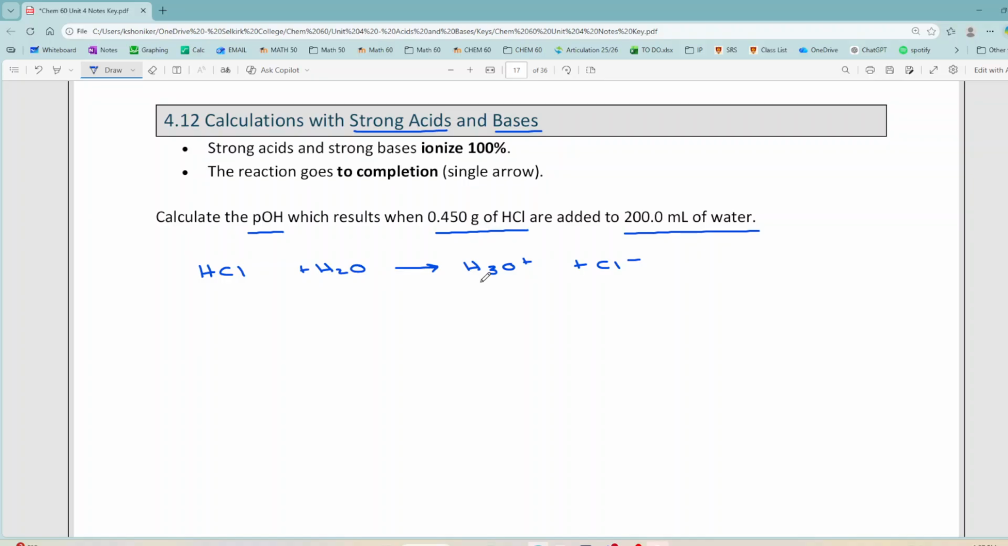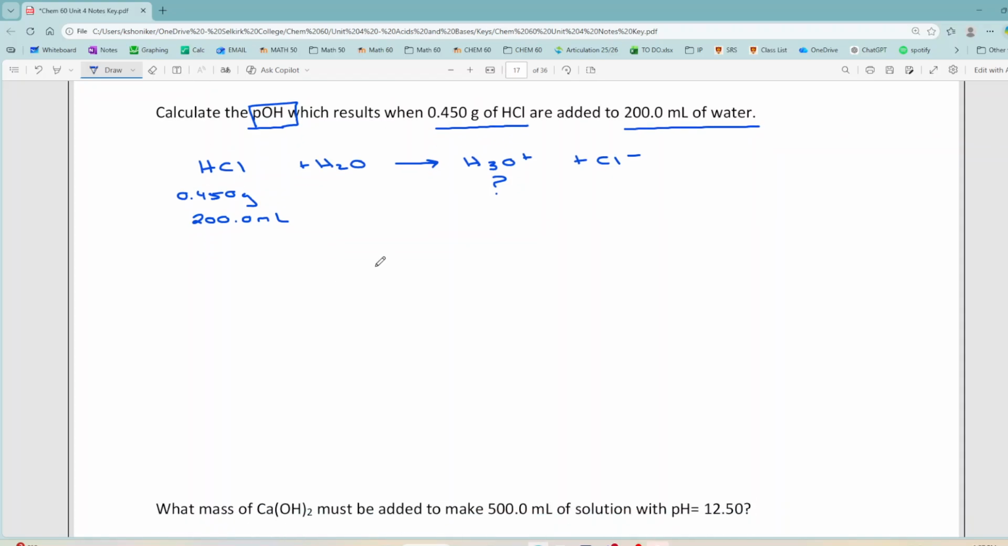And again, if you wanted to do this without the water involved, it would just be going to hydrogen and chloride. What they want to find out is the pOH of this resulting mixture, which maybe we would want to find the hydrogen ion or hydronium ion concentration so that we could then find pH and then pOH. But to get there, we have to know the concentration of hydrogen chloride that we're starting with. Now we have 0.45 grams that we are adding to 200 milliliters of water. So let's find the concentration of hydrogen chloride that we're adding.